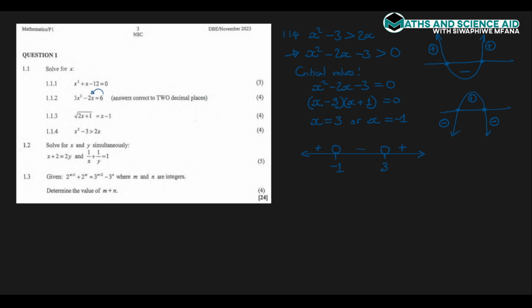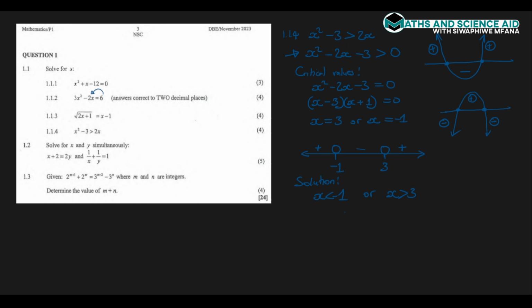And this is clearly indicated by our number line. We can see that if x is less than -1, we get a positive value, or if x is greater than 3, we get a positive. So this is the solution for this problem.